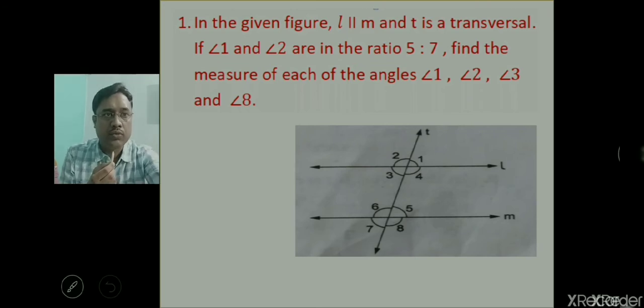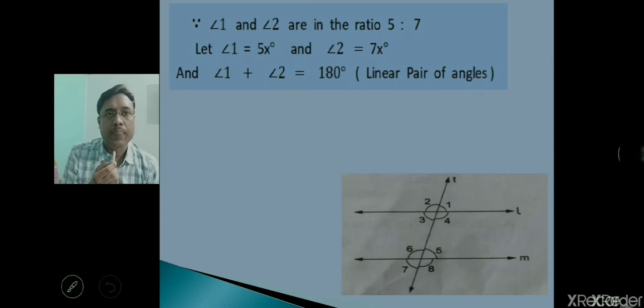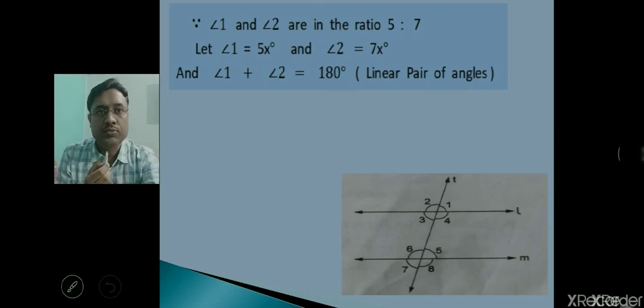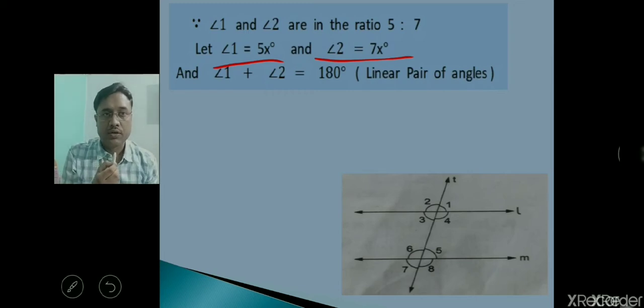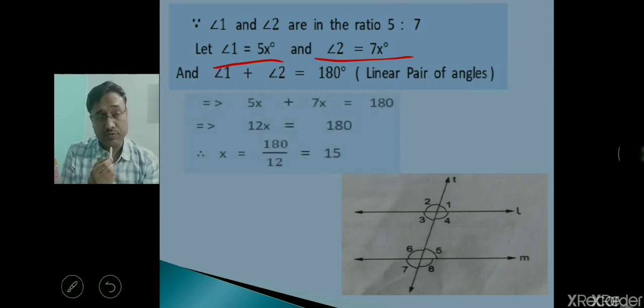So what we can do in this question is, since angle 1 and angle 2 are in the ratio 5:7, we can assume that angle 1 is 5x and angle 2 equals 7x degrees. Then we see that angle 1 and angle 2 are a linear pair of angles because together they are forming a straight line. So their sum is 180 degrees. So angle 1 plus angle 2 is 180, means 5x plus 7x equals 180 degrees.